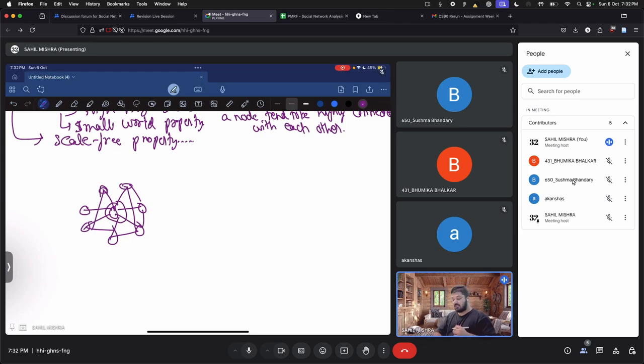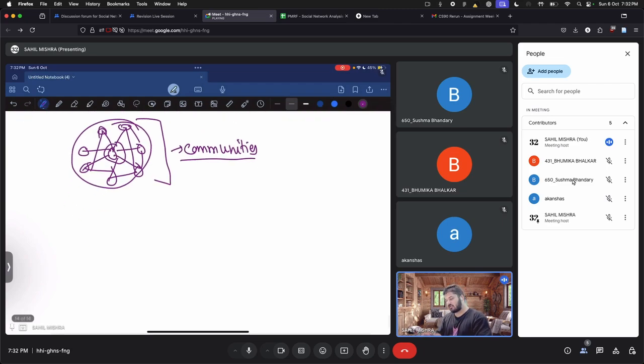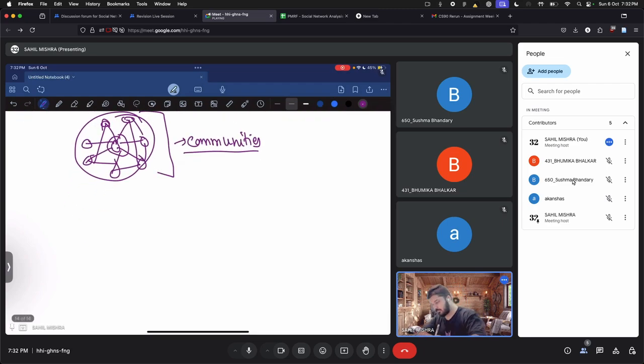In the real world, this type of property gives rise to communities. As you can see, there is a very high chance this will exist as a community. So I want the social network community to be preserved in an artificially generated network. This is what we call high average local clustering coefficient.